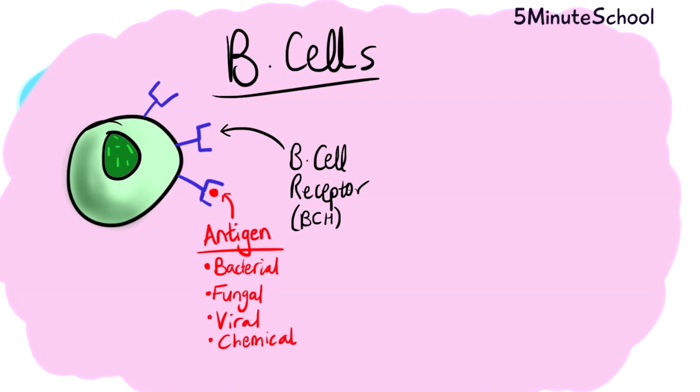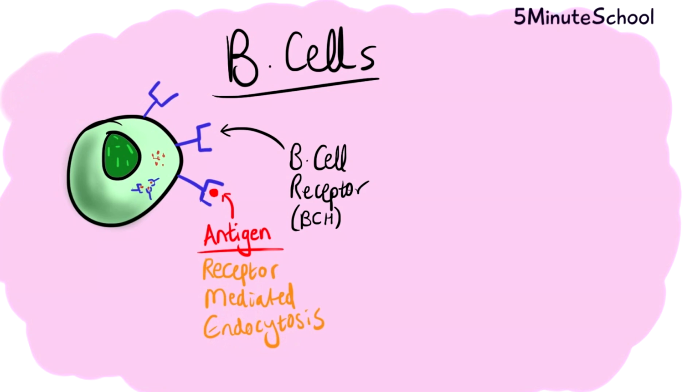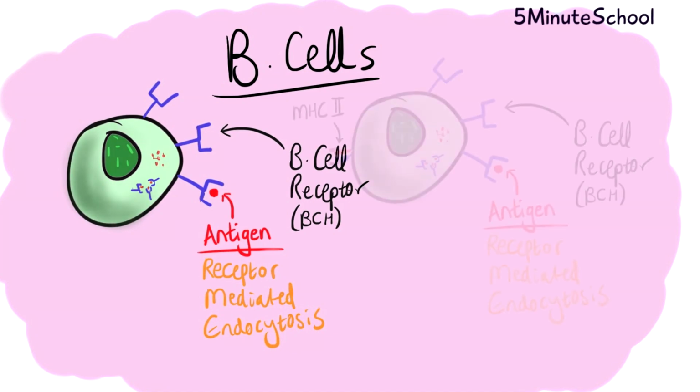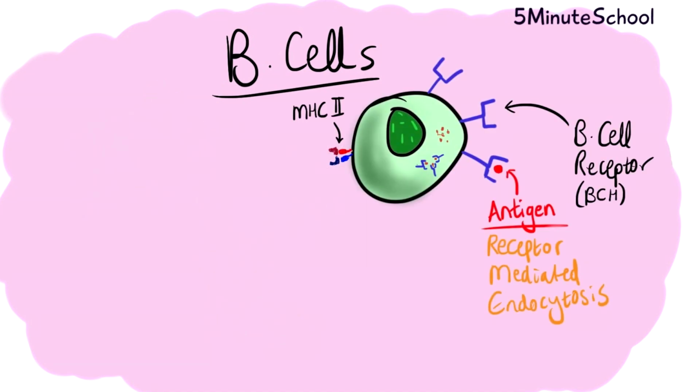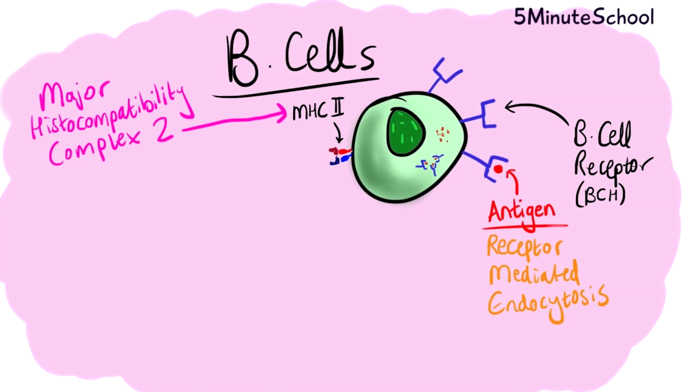Once an antigen is bound onto the B cell receptors, the antigen is engulfed into the B cell in a process called receptor-mediated endocytosis. The B cell then breaks down the antigen, and the breakdown products are then placed on the surface of the B cell in a special type of molecule called a major histocompatibility complex. And in B cells, it's the second class of major histocompatibility complex which is present.